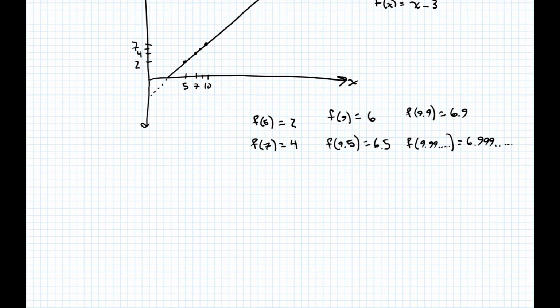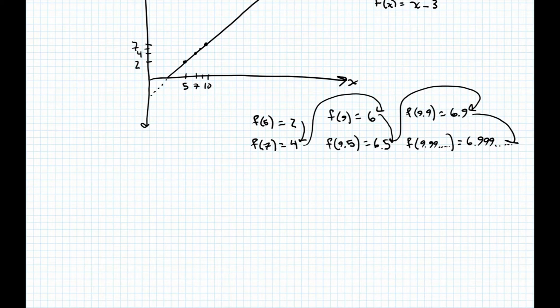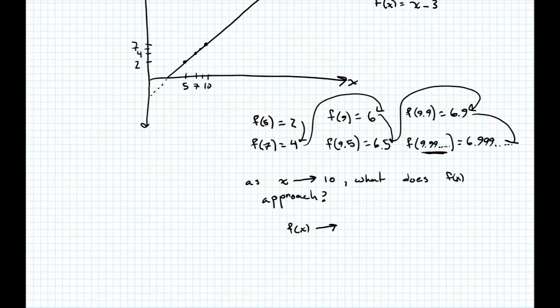So you can see that over time, the limit is talking about this process. What is it approaching as we get closer and closer to 10? So you can see as x gets closer to 10, what does f of x do? What number does f of x approach? And you can see here that f of x approaches the number 7. So we can say f of x approaches 7.